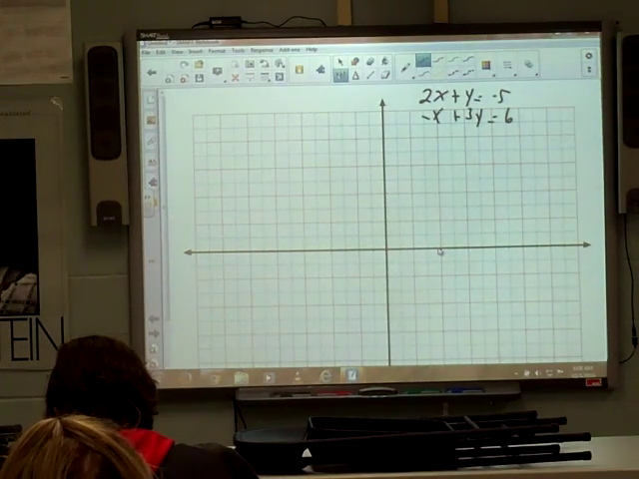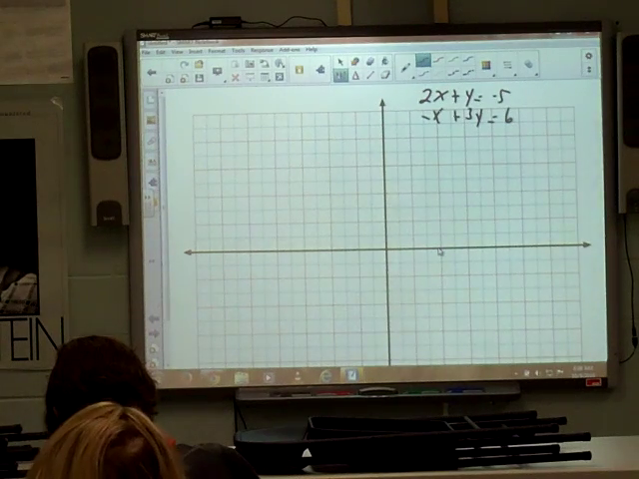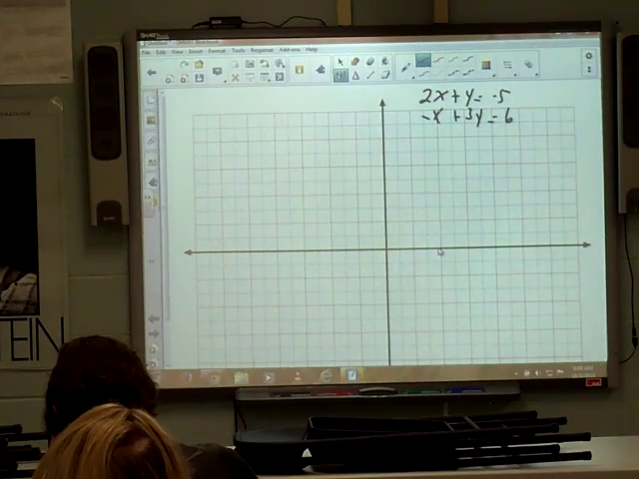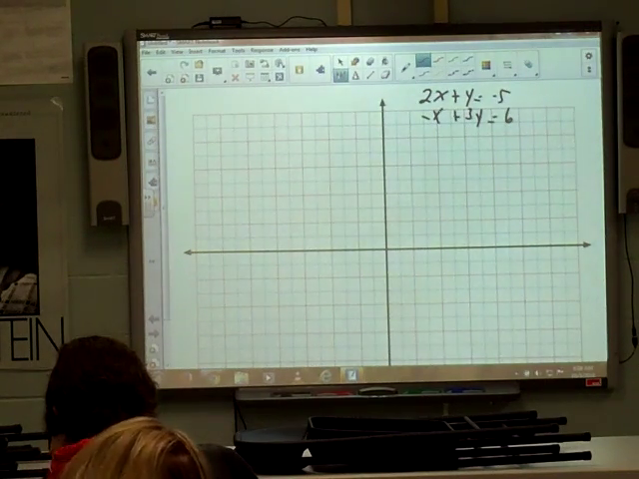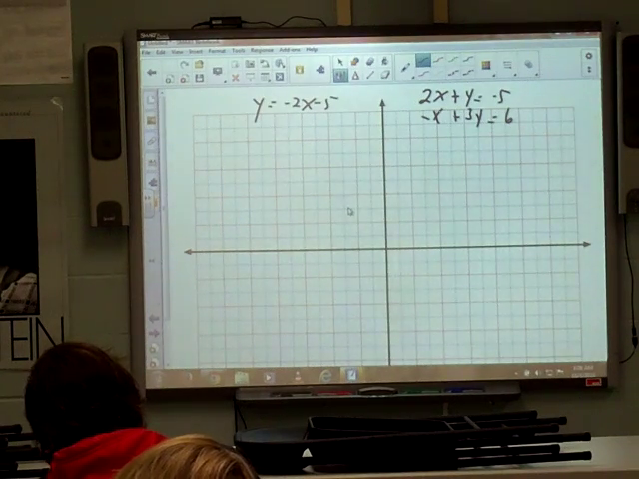Alright, they're both in standard form. So we graph a line when it's in standard form. We can plug zeros in and get intercepts, or we can solve them for y and put them in slope-intercept form. So what do we want to do here? Solve for y is what I said. So on number 1 here, I'll just subtract 2x. So that gives me y equals negative 2x minus 5.